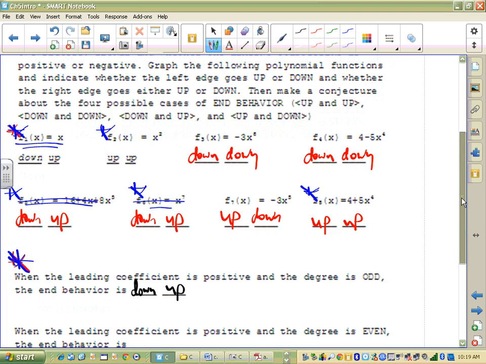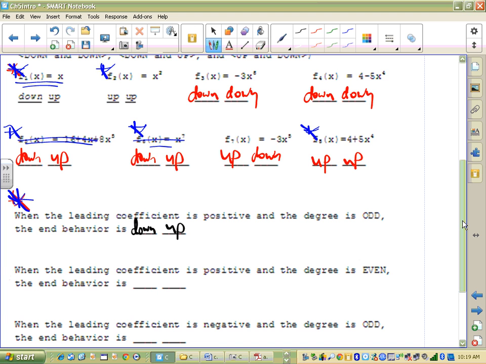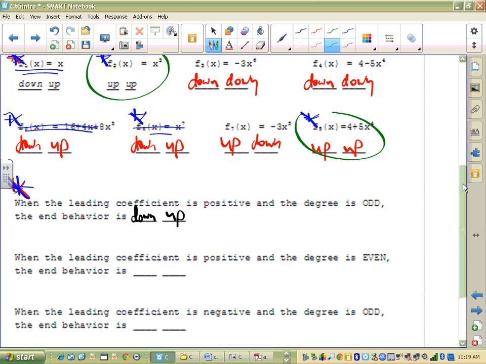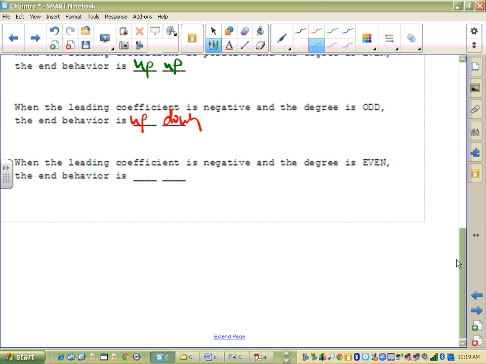Okay. Whenever the leading coefficient is positive and the degree is even, well, that's the other ones. There's only two more left. Positive and even, then we are looking at up and up there. When the leading coefficient's negative, do we have one? Yeah, leading coefficient is negative and the degree is odd. We're looking at up and down there. And then when the leading coefficient is negative and the degree is even, we're looking at down and down there.